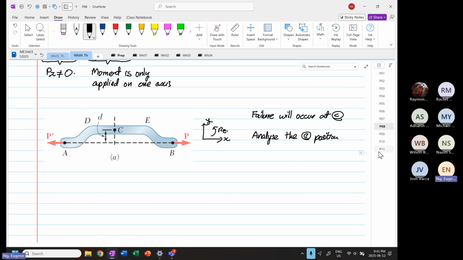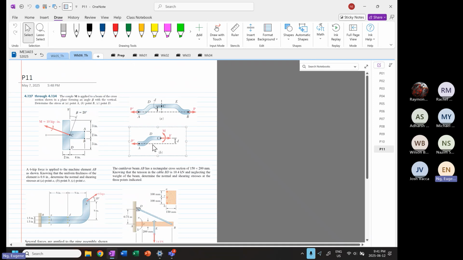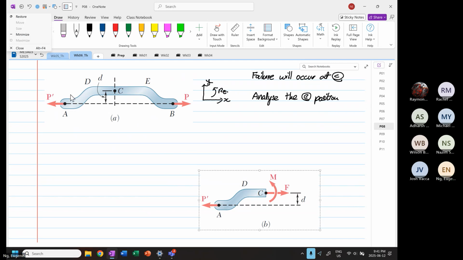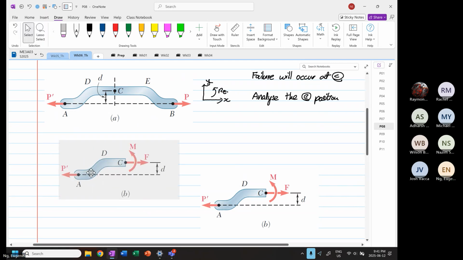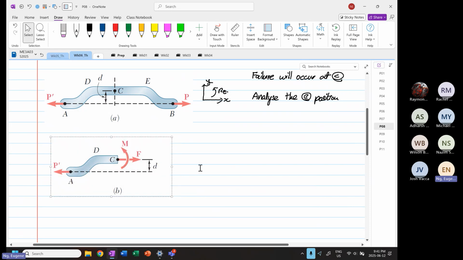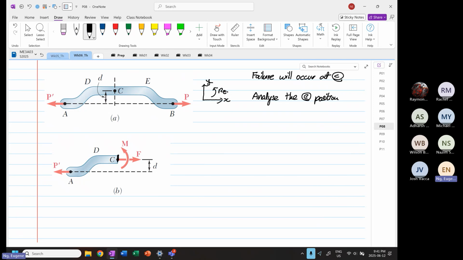Now, the next diagram, which I believe you have seen before. So now, we split the structure into two, right? We break the structure into two, and we focus on where? We focus on point C. Now, point C will have a reaction. Yes or no? If we look at point C, right?